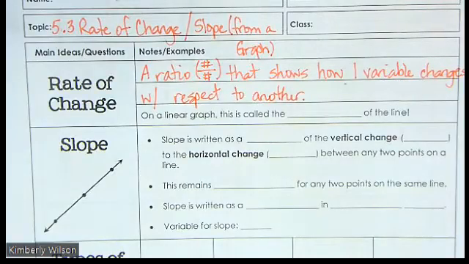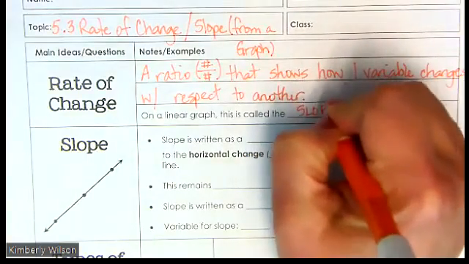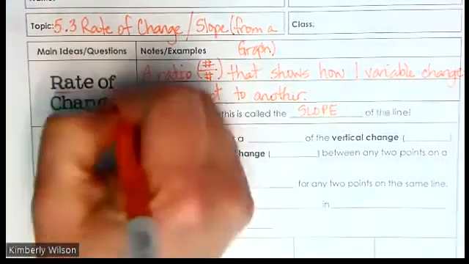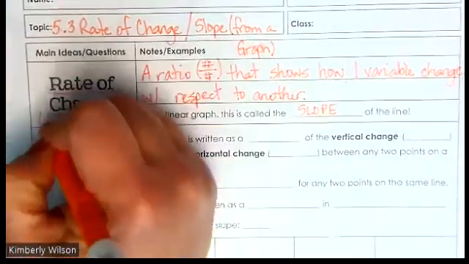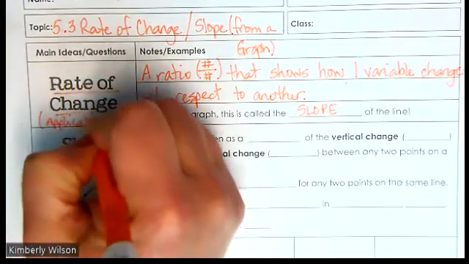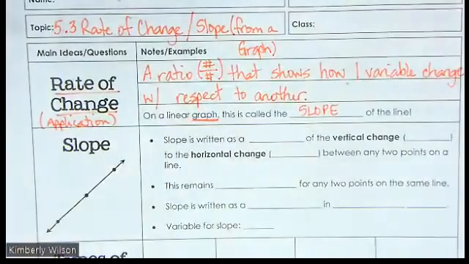On a linear graph, on the actual graph, it is called the slope. When it's a word problem, it's rate of change. So rate of change is more for an application scenario. When it's a graph, it's called the slope of the line. Now let's talk about what all that means.